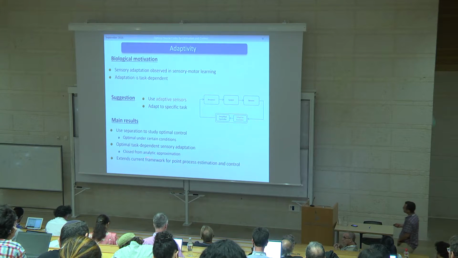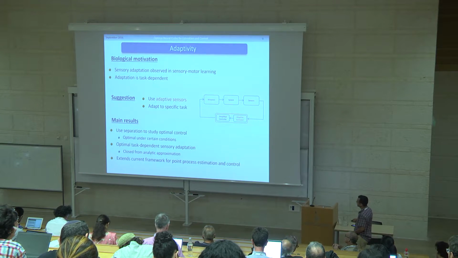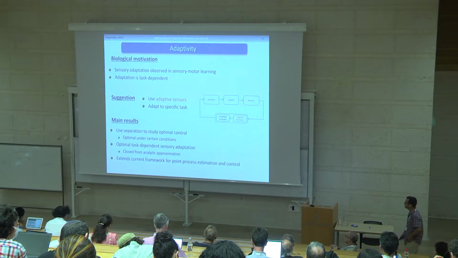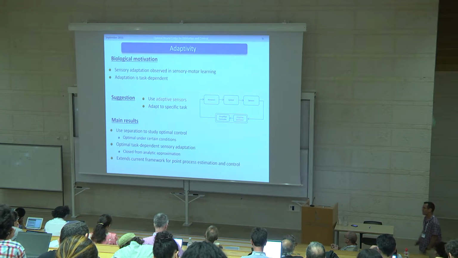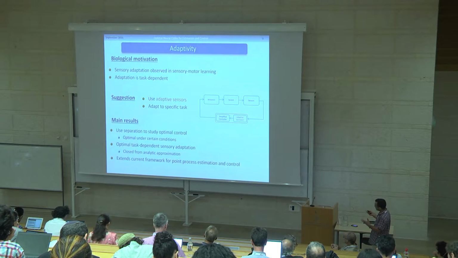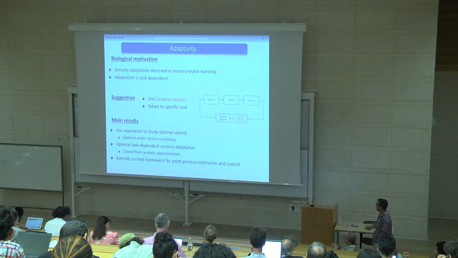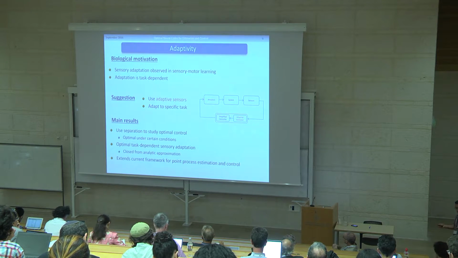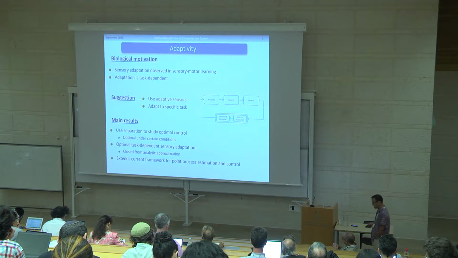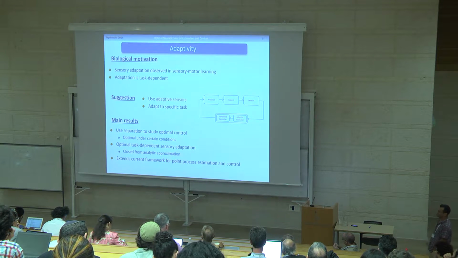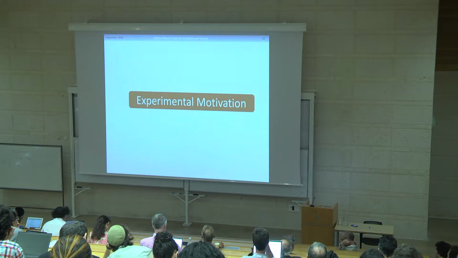And I will discuss task-dependent sensory adaptation, and will present a closed-form analytic approximation, which allows us to gain some kind of insight into what this is doing. And in a more general framework, these results extend the current framework for point process-based estimation and control. Obviously, control with continuous observations has been widely studied for many, many years. There is far less work on control based on point process observations.